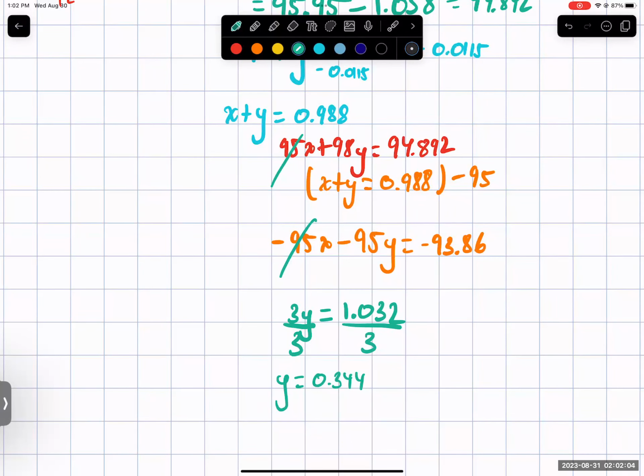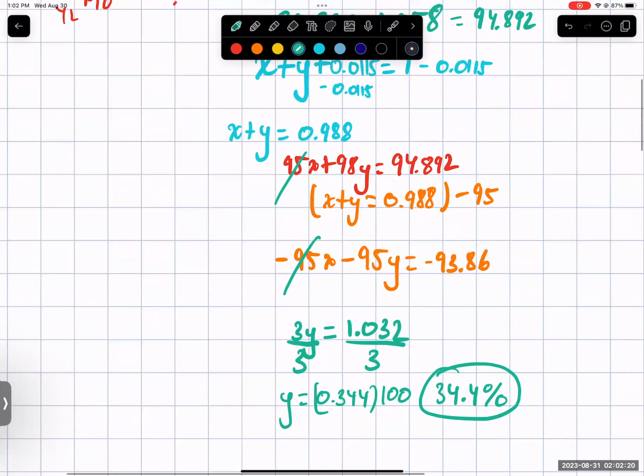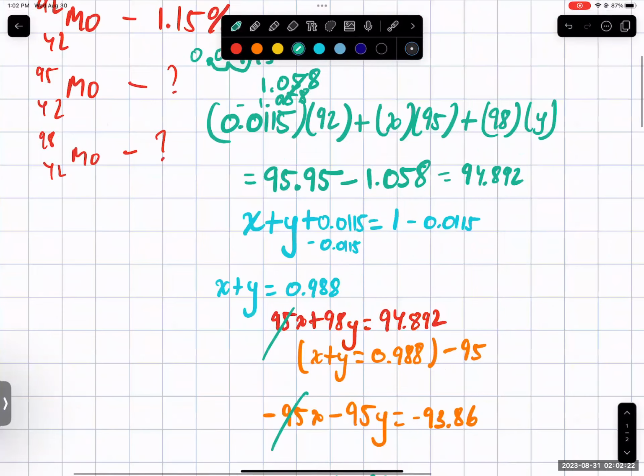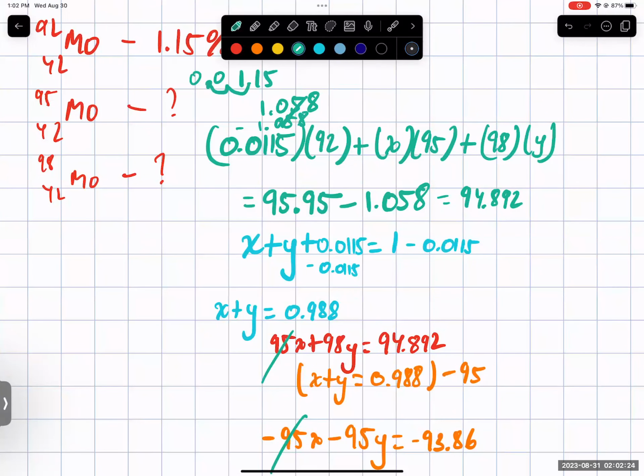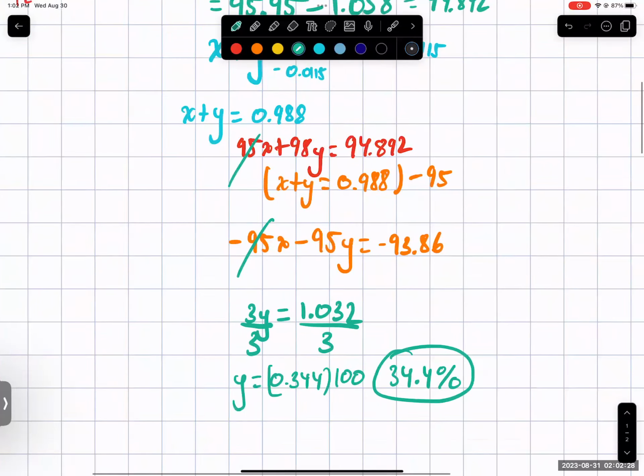And remember, this is a decimal, so we have to convert it into a percentage. So if we multiply this by 100, we get 34.4%. So that's one of our percentages. All right. So we have something that's 34%. We have something else that's 1.15%.